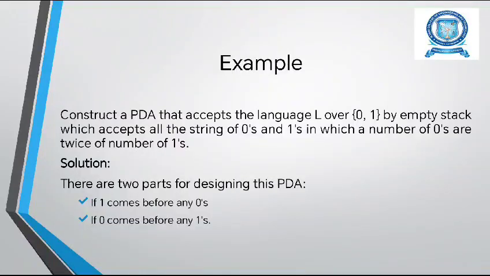Now we will see one example for that. Construct a PDA that accepts the language L over {0, 1} by empty stack, which accepts all the strings of zeros and ones in which the number of ones is twice the number of zeros. Solution: there are two parts of designing this PDA. If 1 comes before any zeros, and if 0 comes before any ones.